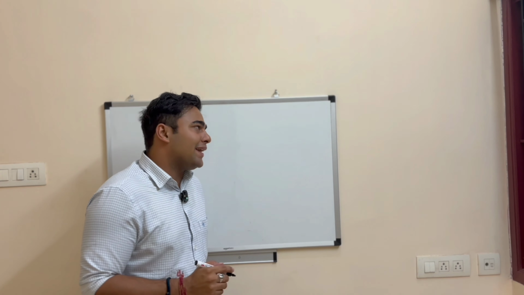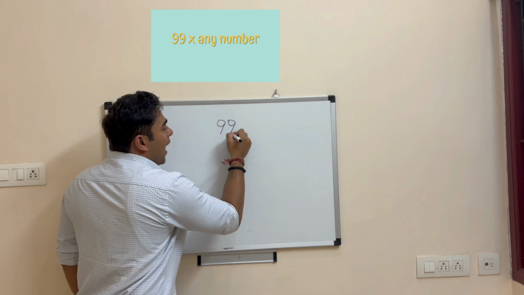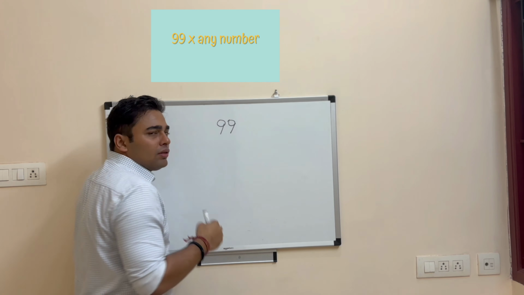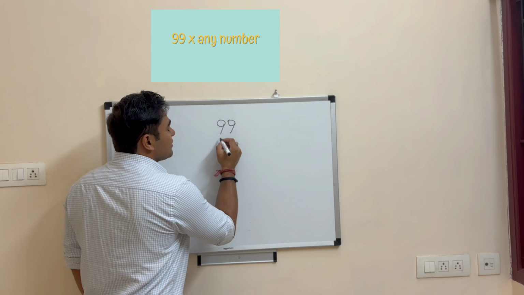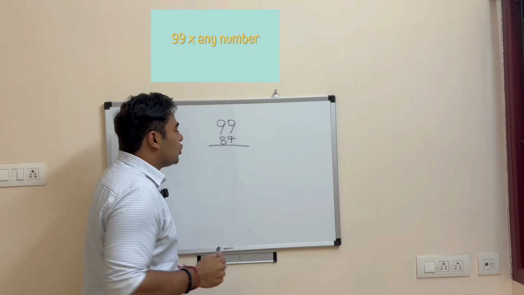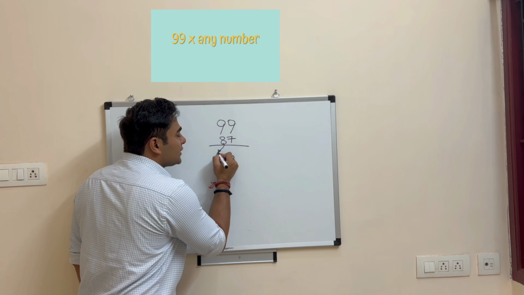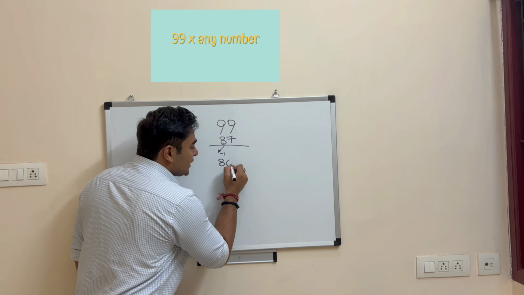Suppose I'm going to discuss a very basic trick of multiplication by 99. Let's say you have the number 99. I call this number a magical number. You multiply this number with any number you take. Let's say 87. Now what you are going to do is subtract 1 from this number, so it would be 86.